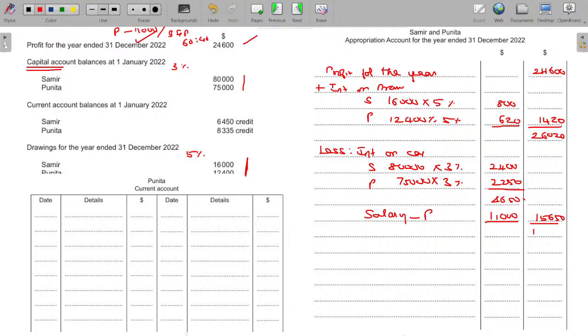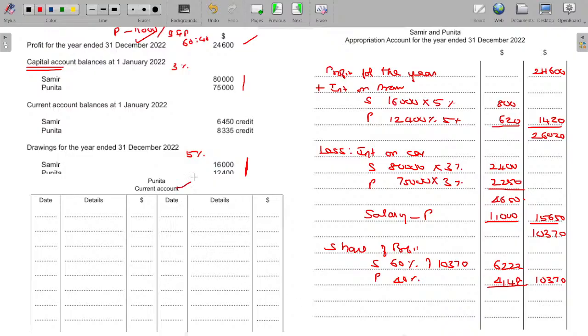After this appropriation, the leftover profit is shared among the partners. Share of profit for Samir and Punita. For Samir, it's 60% of 10,370. Punita, 40% of this amount. 6,222 and 4,148. Then the overall value is 10,370 shared.